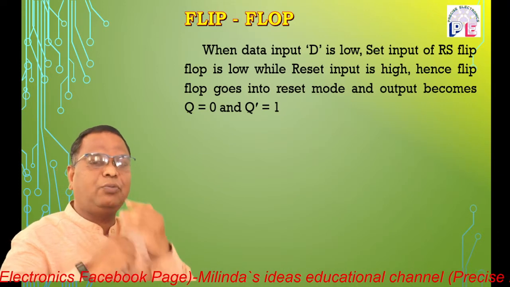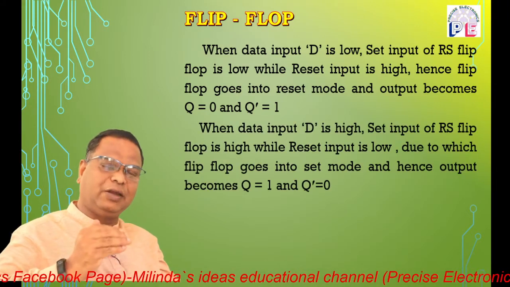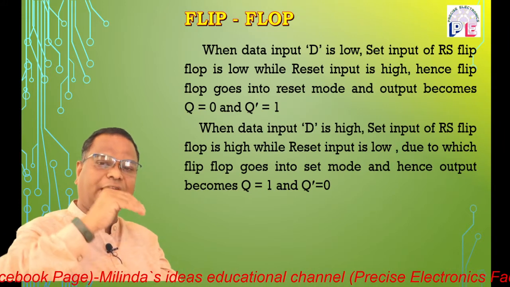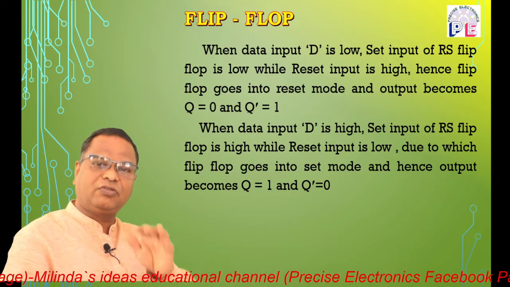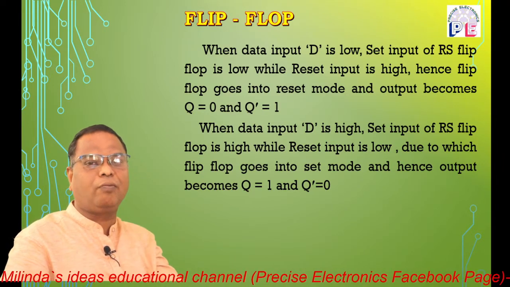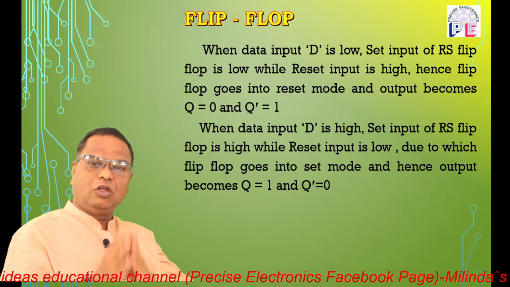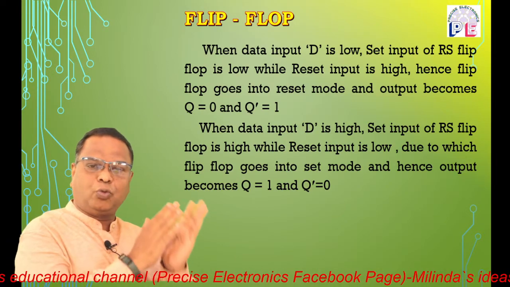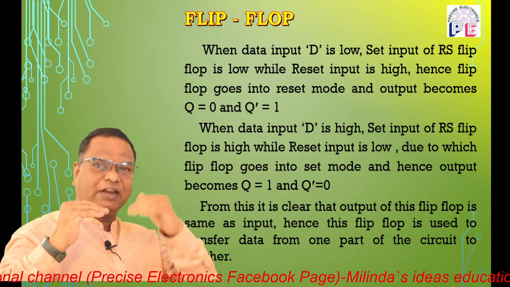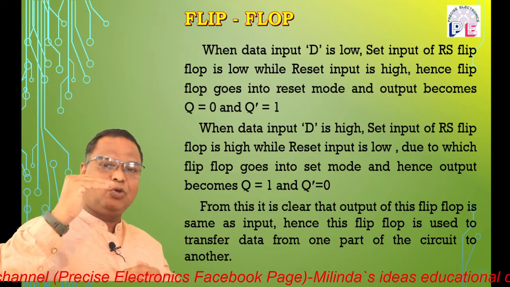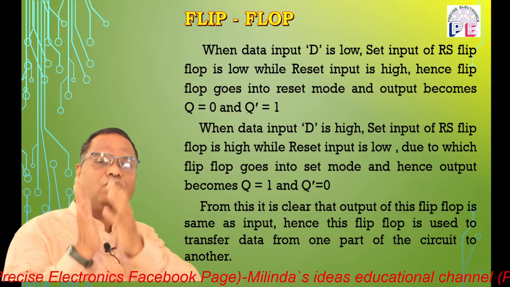Now friends, when the data input is high, obviously the set input is also high, but the reset input now goes to low level. And due to the set input, the flip-flop is now in set mode, and the output of the flip-flop now becomes Q equal to 1 and Q complement is 0. So the flip-flop is in set mode. From the output conditions, it is clear that the output is the same as the input. That means when the data input is low, Q, the output, is also low. When the data input is high, Q, the output, also goes to high level. That means the output follows the input.